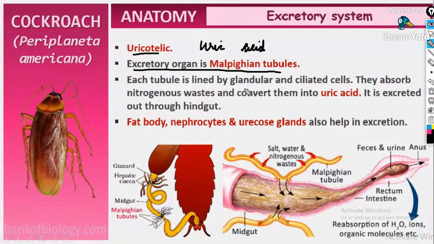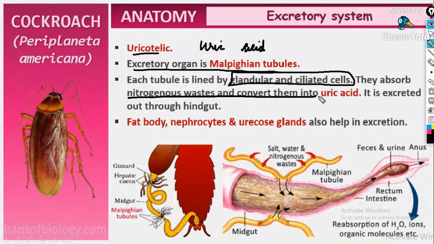Each tubule is lined by glandular and ciliated cells. They absorb nitrogenous waste from their body and convert it into uric acid. It is excreted out through a structure known as the hindgut. Okay.